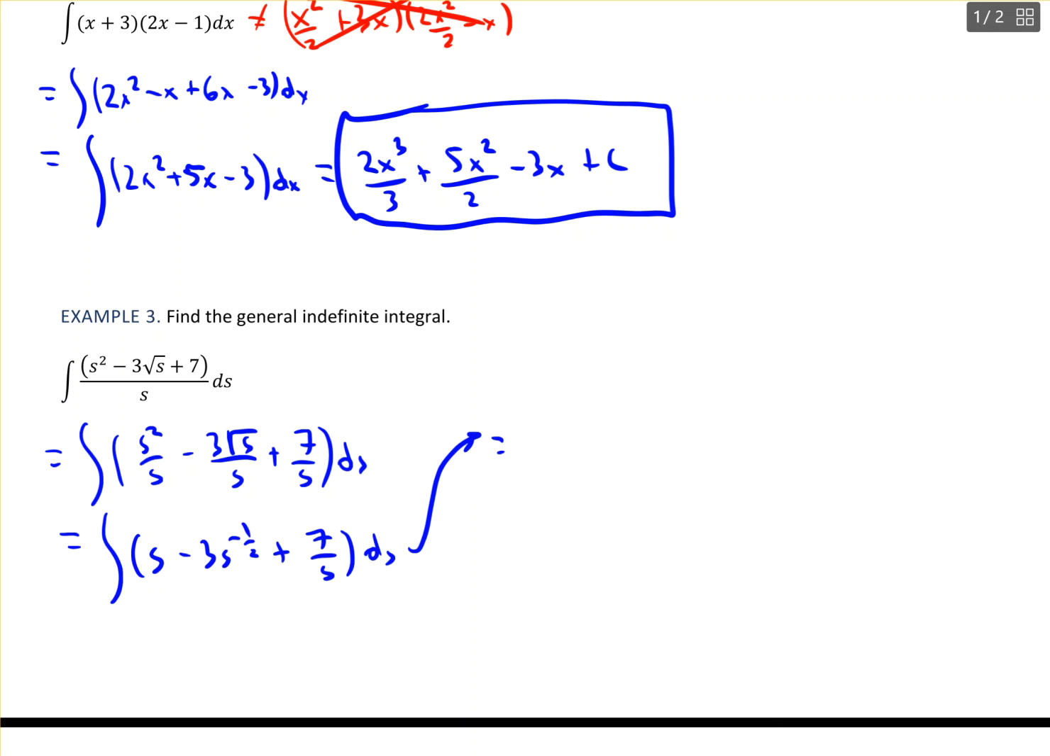So what's the antiderivative of s? It's s squared over 2 minus, now I'm going to add 1 to this exponent, so s to the 1/2 divided by 1/2, so minus 3s to the 1/2 divided by 1/2 plus 7 ln of s plus c. And finally, let's just simplify this last term down. S squared over 2 minus 6 square root of s plus 7 ln of s plus c.